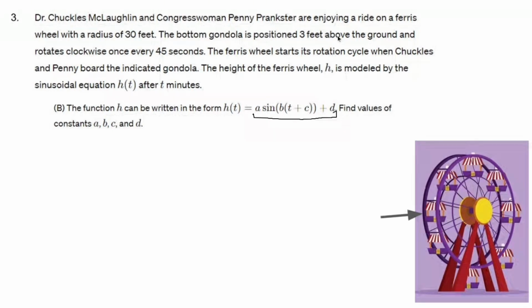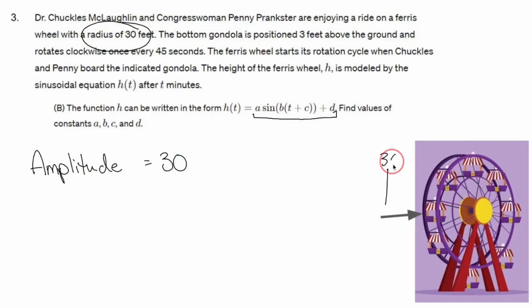Whenever you are given a circular thing and you're given a radius, that is your amplitude. Your amplitude is always going to be the radius. So the radius is 30 because it goes 30 up that way, 30 down that way. Which, by the way, since this happens 3 feet off the ground, 33 is going to be my midline. So let's write that down here conveniently several spaces away. Okay. Now, we said that the period is 45.